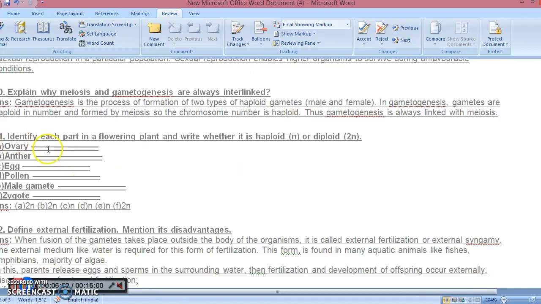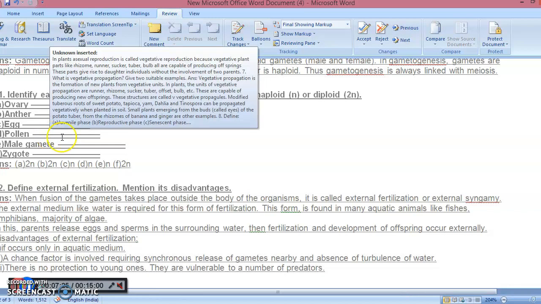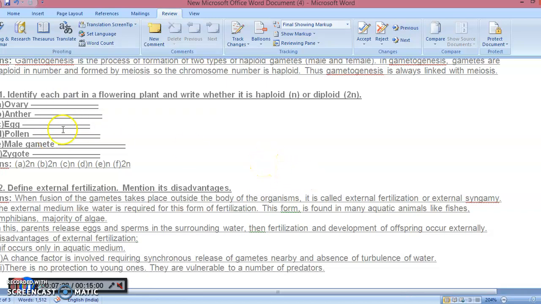Clear? Then identify the ploidy, haploid or diploid. Ovary, diploid, 2n. Anther, it is a male organ, so it is diploid, 2n. Egg, yes, egg is the gamete, so haploid, n. Pollen is a male gamete. Egg is a female gamete and pollen is a male gamete. So what is the ploidy of egg and pollen? Yes, n, half the number of chromosomes. Male gamete again n, haploid. Zygote is of course diploid, isn't it?